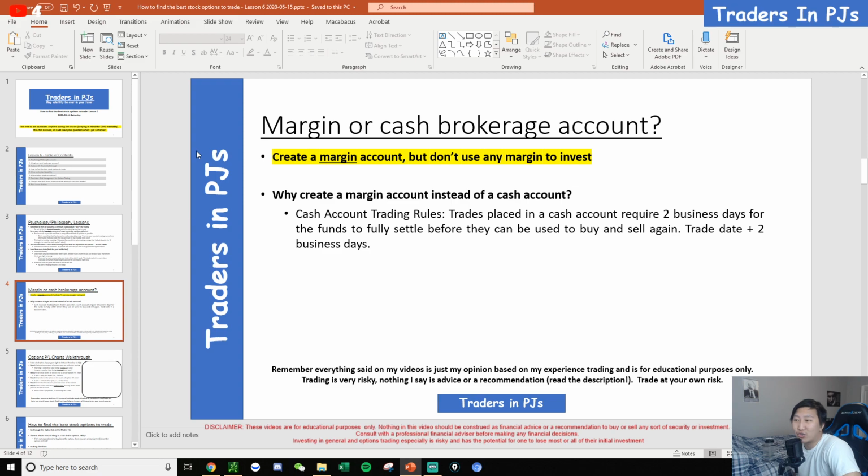In a way, you actually can trade less, because trades placed in a cash account require 2 business days for funds to fully settle before they can be used to buy or sell again. Trade date and then 2 business days after. So you're basically forced to follow the PDT rule, because you can only trade about once every 3 days. Versus a margin account, they allow you to trade because they know that the stock you bought or sold is coming eventually. They just let you continue to trade even though it hasn't come into your account or been sold out of your account yet.